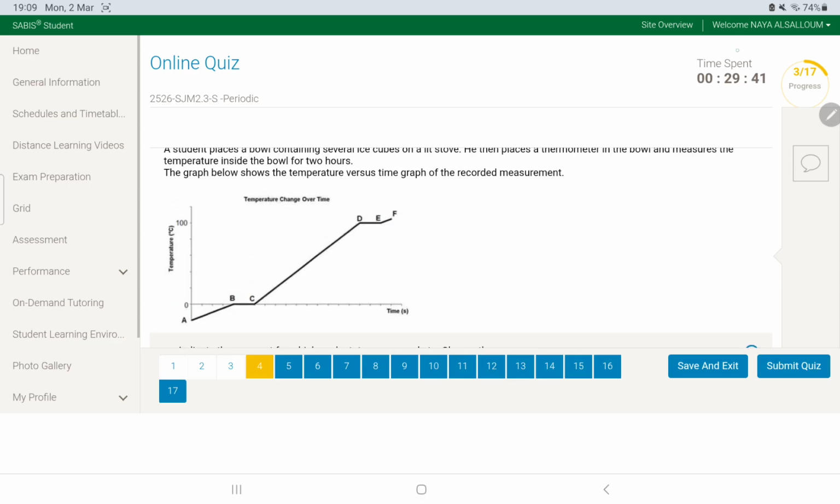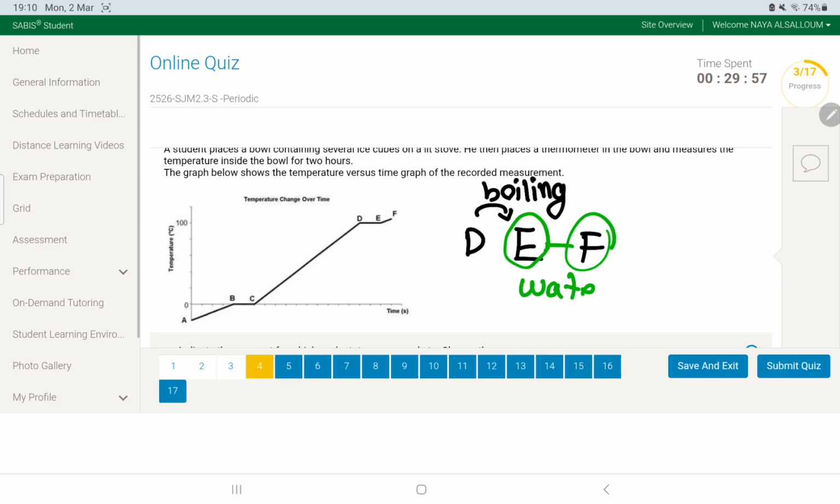Now, you guys, remember we did here D, E, F. We said D to E, it was boiling, right? And at E, it stopped boiling. Remember, I said E to F, it's only water vapor. Whether it's 200 degrees, 300 degrees, it stopped boiling here, and after this, it's water vapor. So according to what I drew here, E to F is only water vapor.